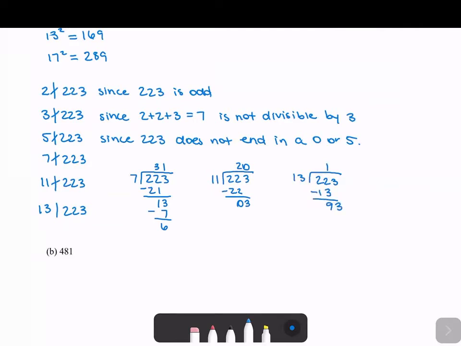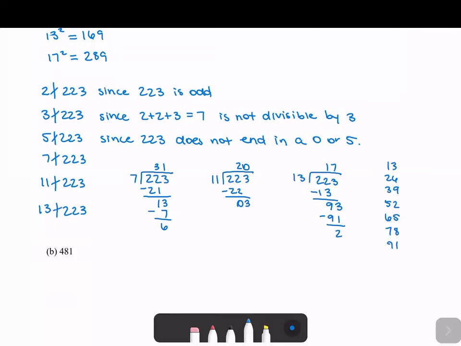13 goes into 93. Let's think about this, how many times? Let's list 13. So 13, 26, 39, 52, 65, 78, 91. 13 times 7 is 91. So this one has a remainder of 2. So again, it does not divide evenly.